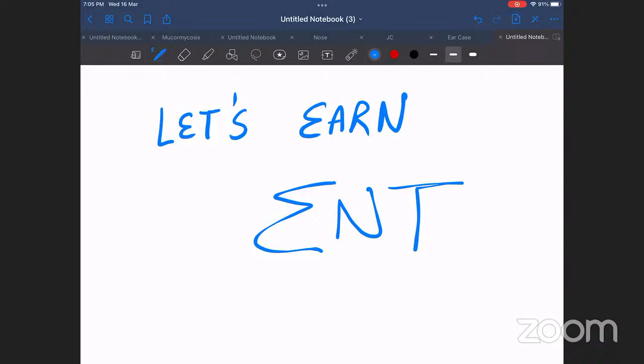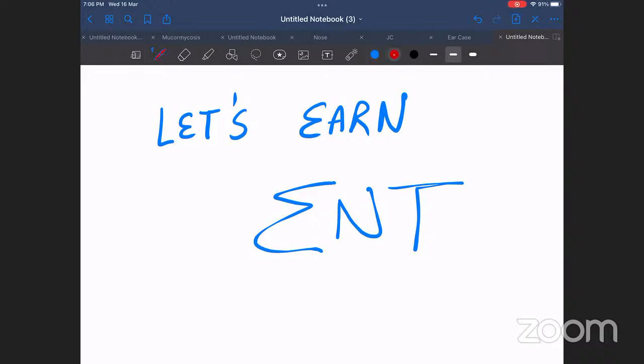So, we'll start today's lesson. Today, we'll be talking about the anatomy of the ear, and in that, we'll start with the external ear. In brief, we'll come to the middle ear, and we'll try to cover as much as we can so that you develop a concept.